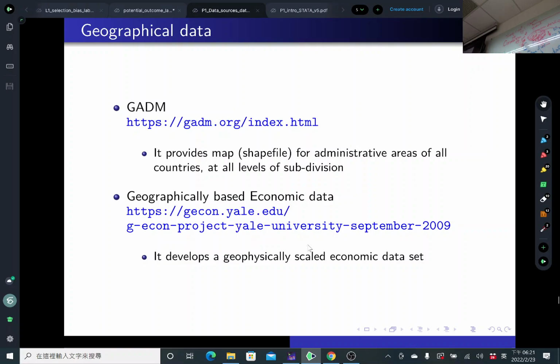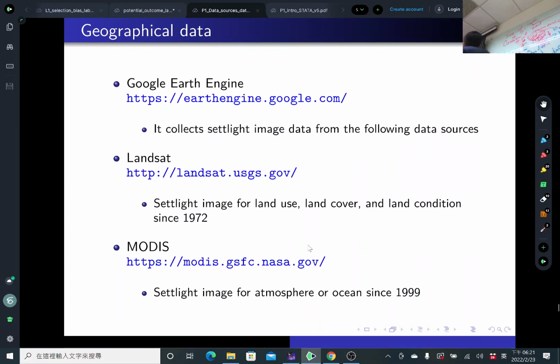Okay. And they collect this data for these units for population or night lights or some estimates for GDP, from 2000 to 2009. Okay, so that's something maybe you can use. And there are several datasets based on satellite images, on land cover, land use, or atmosphere or ocean conditions. So it depends on what you want to use.